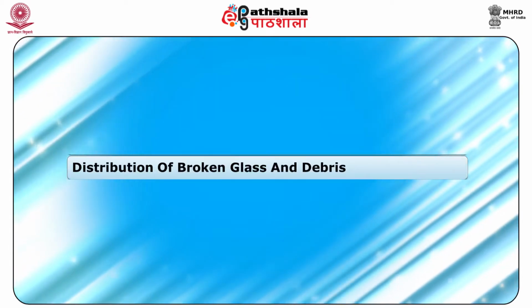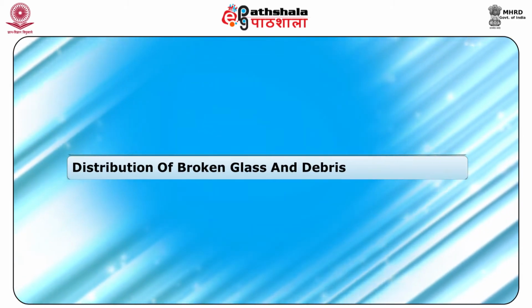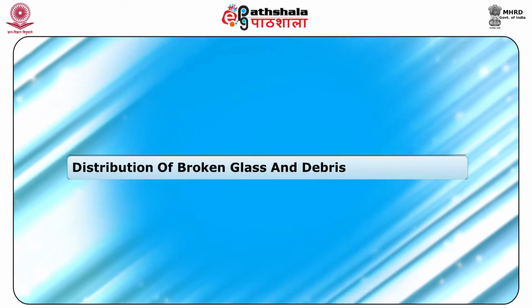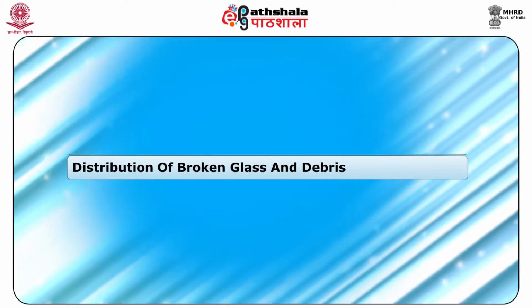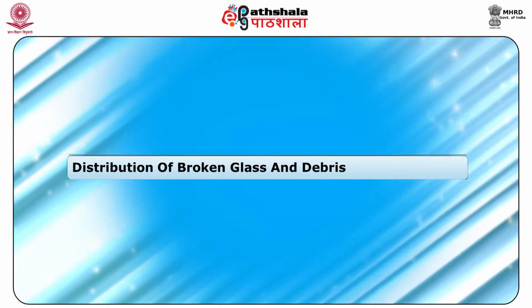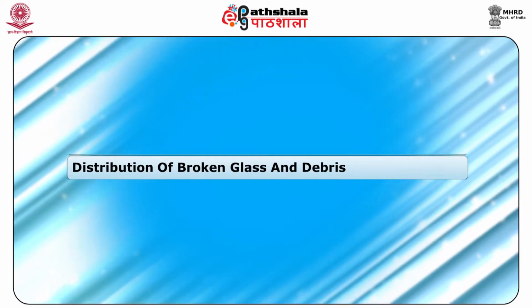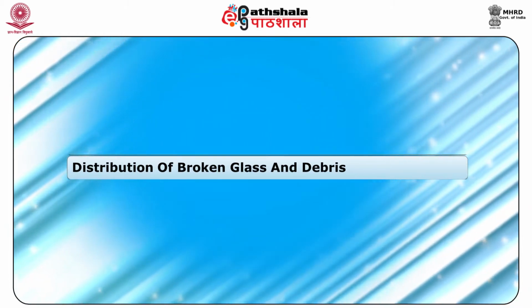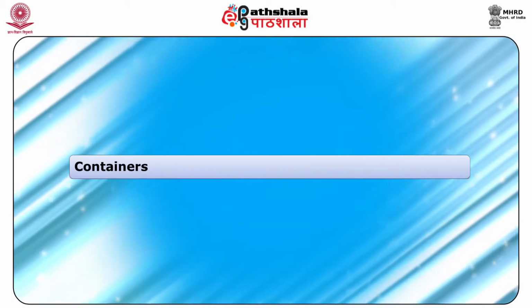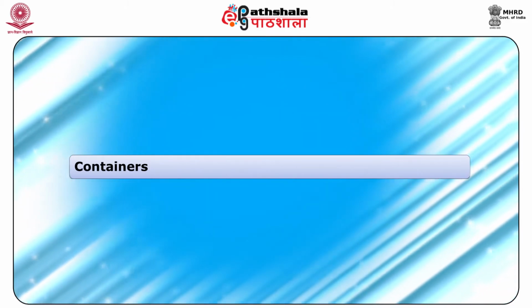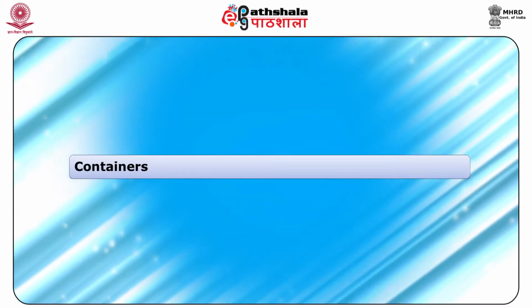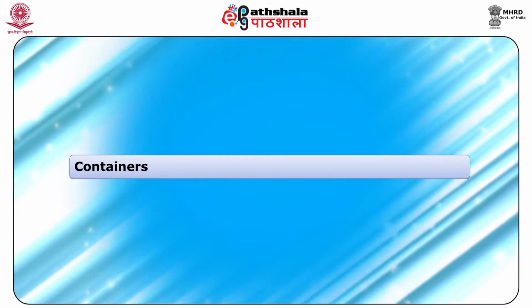The distribution of broken glass and debris, because if the broken glass is inside, then this has been broken from outside, but if the debris is lying outside, then it has been broken from inside. So all this will be a very important clue. What are the various containers available? Are they having some flammable material inside them? So all that should be taken note of and collected for further analysis.